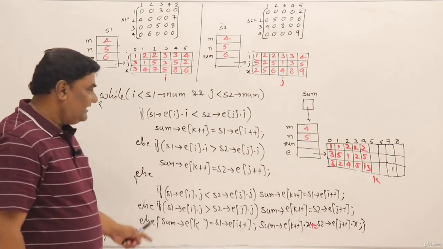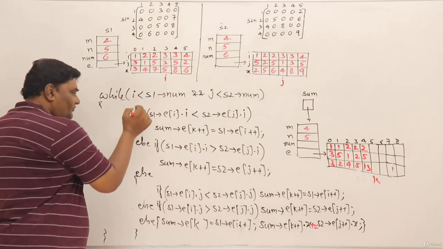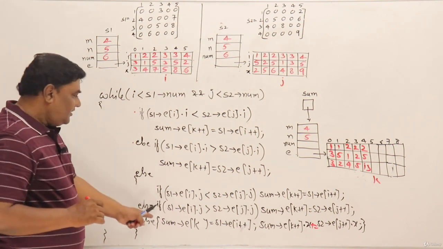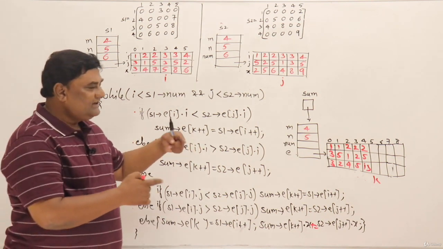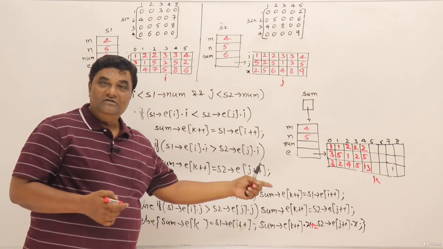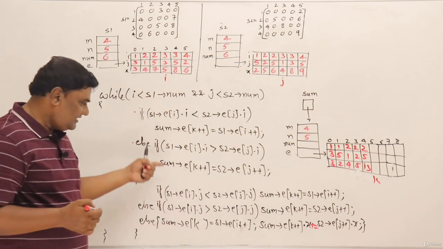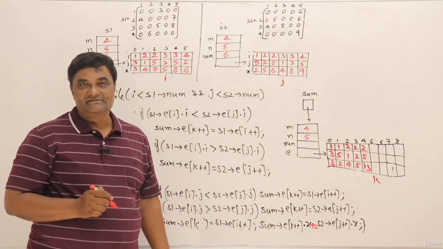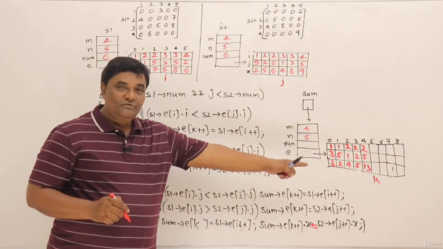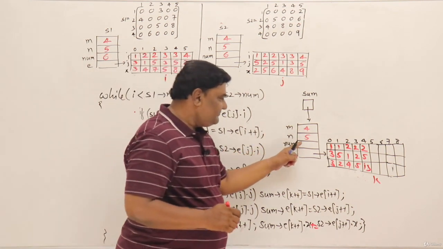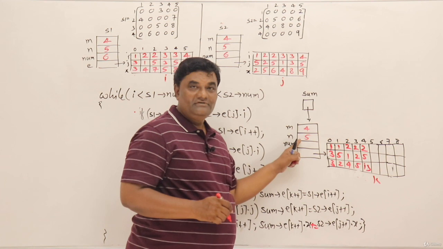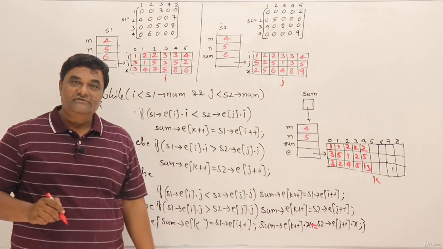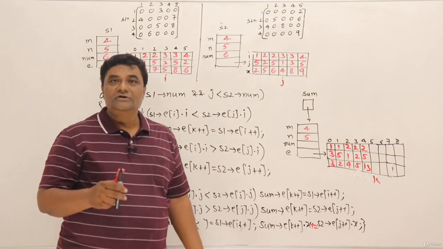So that's all. I have shown you all the cases. One time it was true here and it was true here also, and I have also shown you all three cases. Now similarly it will continue and it will add all the elements. So this type of code I will be writing in my program for adding two sparse matrices. Then at the end, whatever the value of k will be will be set as the number of non-zero elements. So that's all about addition of sparse matrices. We'll look at the program.